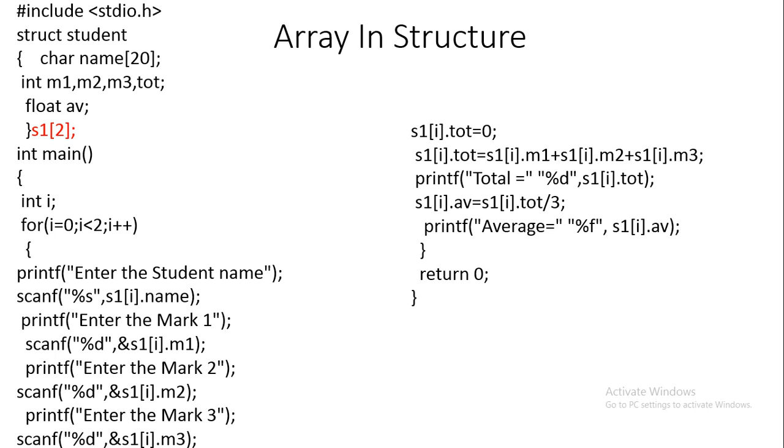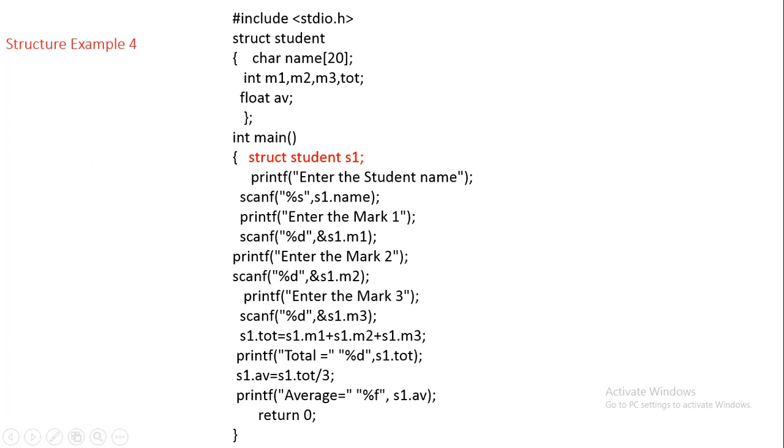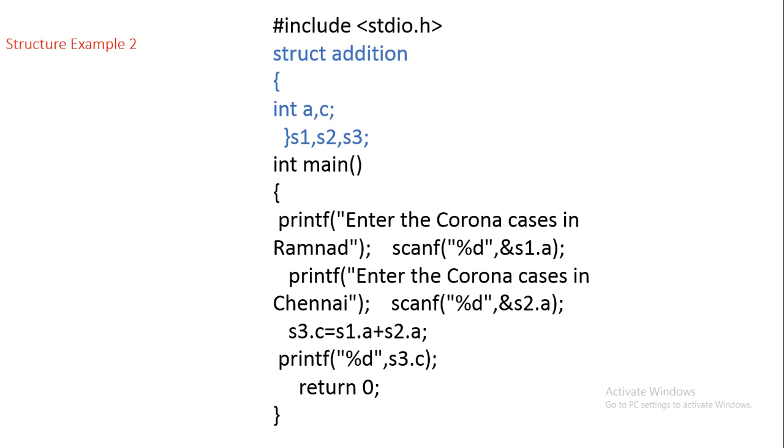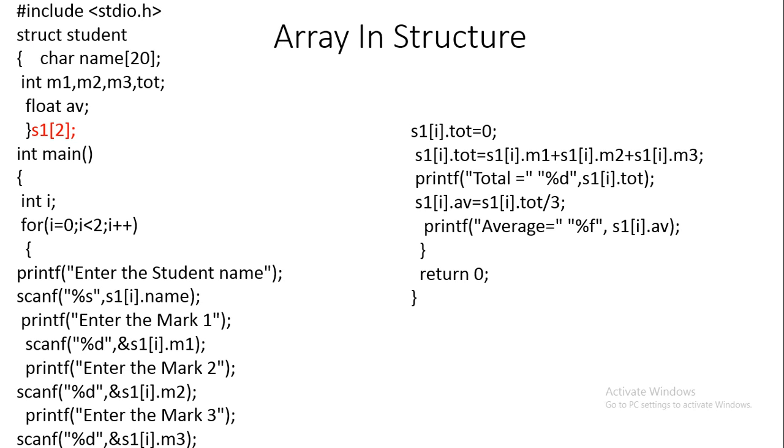Now the next topic is array in structure. How structures are used with array. The same program, very easy. Already we have worked in array. In the previous examples, we have created some objects s1, s2, and s3. Here you can see the difference, s1 of 2. It means that 2 records you are going to get. This is the meaning. s1 of 2 means we can get 2 records.